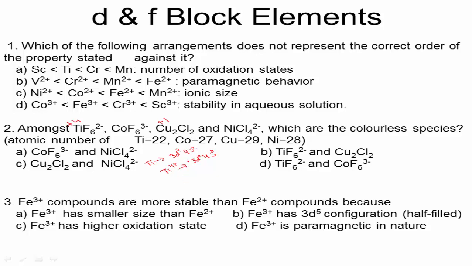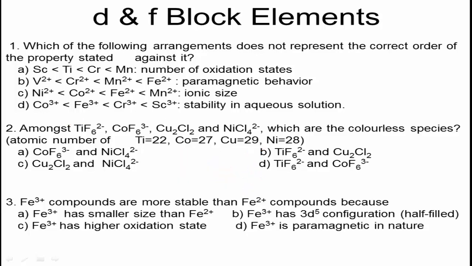Next, in Cu2Cl2, copper's electronic configuration we know is 3d10 4s1, and in the copper plus ion, it changes to 3d10 4s0. Hence these are the colorless species. Means the correct answer for this question is option B.